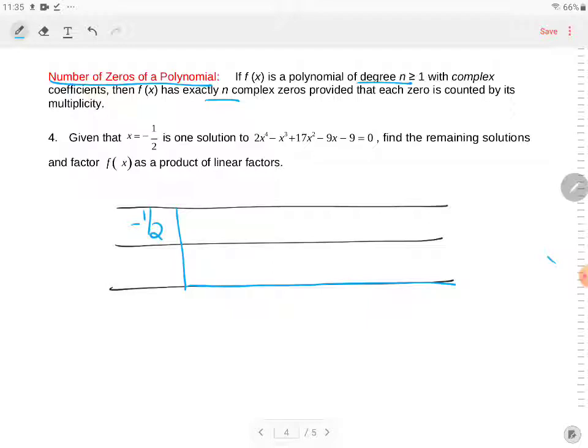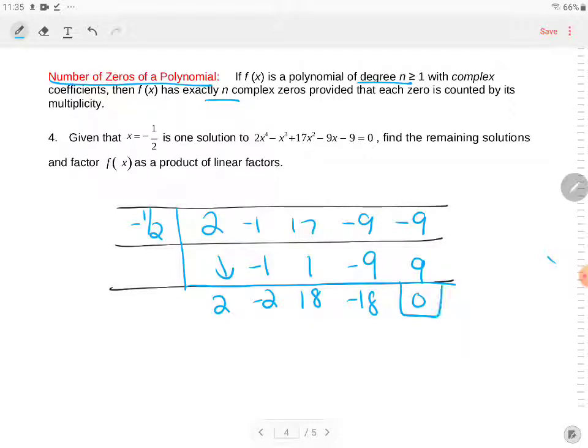Okay, for the coefficients, I'm looking at the exponents on the x term. So you have x to the 4, x to the 3, x squared, x and number. So you're good. You don't have to have any zeros as placeholders. 2, negative 1, 17, negative 9, negative 9. Bring your 2 down. Negative 1/2 times 2 is negative 1. Add down. Negative 2. Negative 1/2 times negative 2 is 1. Add down. Negative 1/2 times 18 is negative 9. Add down. Negative 18. Negative 1/2 times negative 18 is 9, and we get a 0.